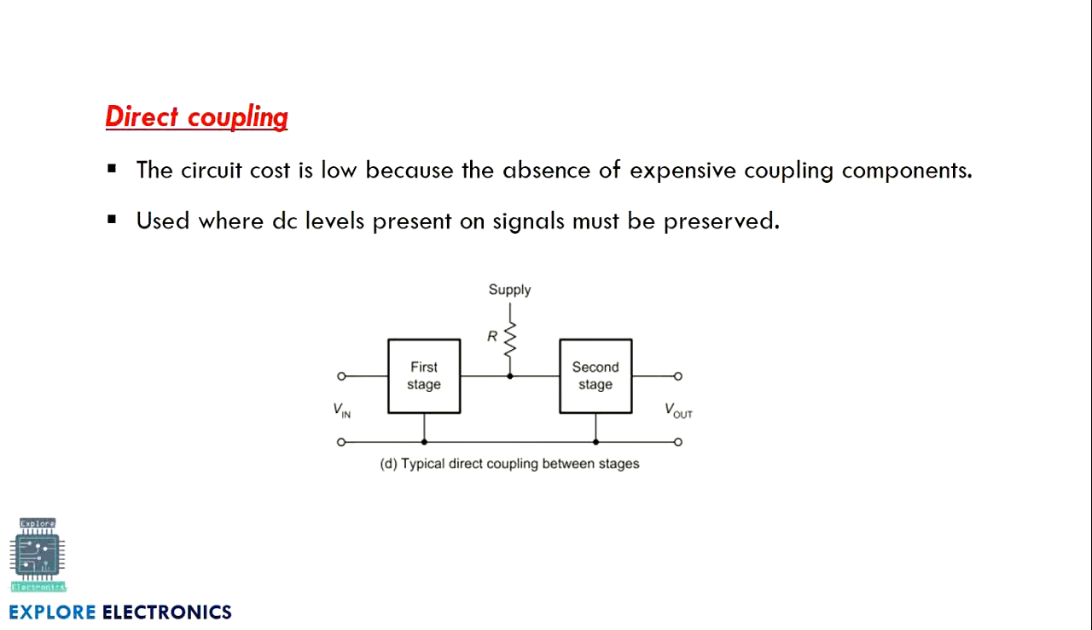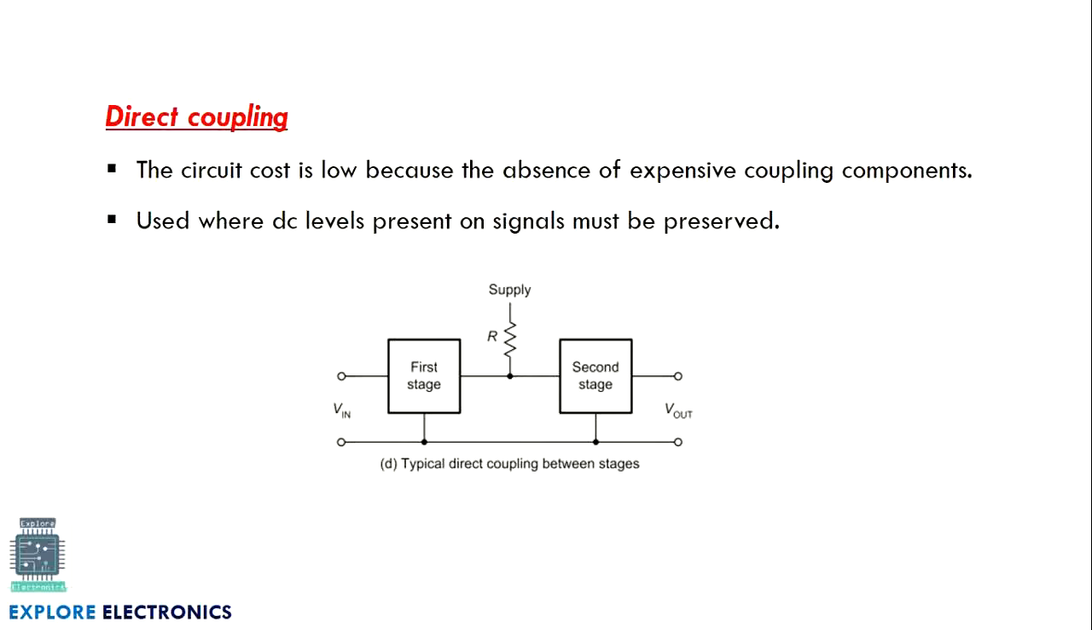And then we have direct coupling. In direct coupling, we do not have any extra circuitry in between the two stages. We just have a supply for the amplifiers, so it is less expensive, because no extra circuitry is included other than the amplifiers. These are all the different methods of coupling.